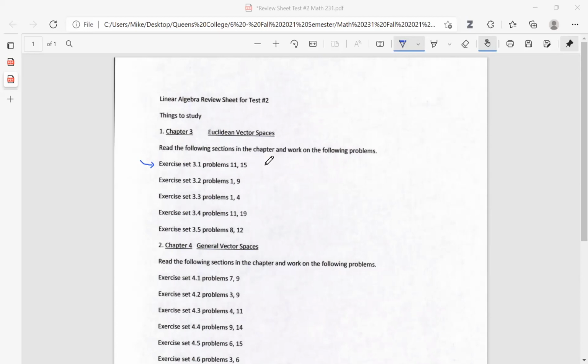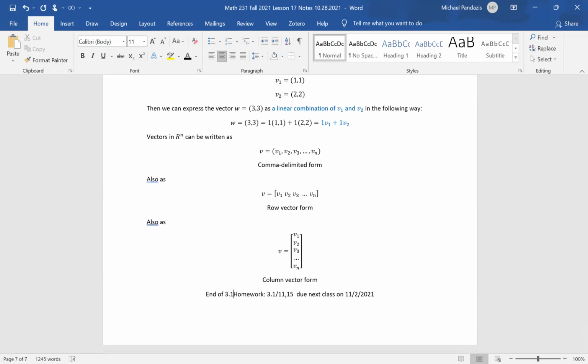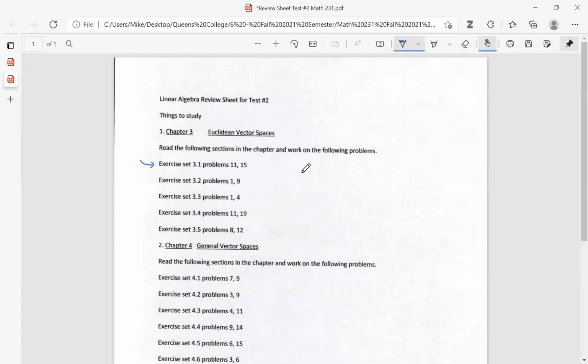Before I answer that question, I'm just going to write down the homework. So it's 3.1, 11, 15. That's due next class. So 3.1, 11, 15. Good.